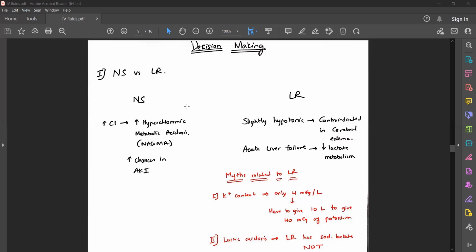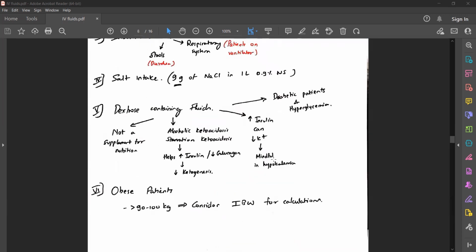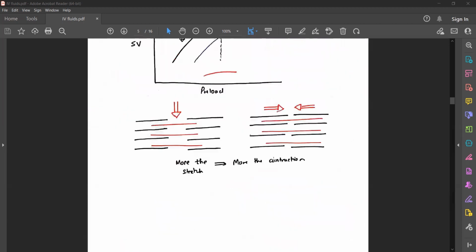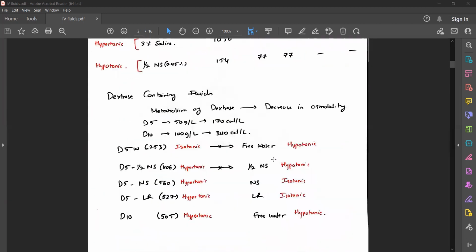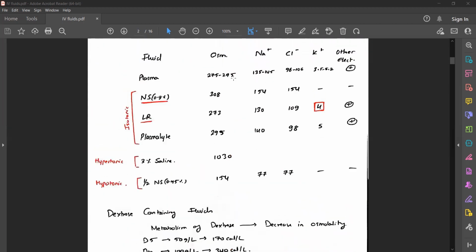The first most common question that I will be discussing is, will you be using normal saline or lactated Ringers? Now, let's try to understand this. As I told you before in this chart over here, normal saline has a higher amount of sodium and chloride as compared to your plasma, whereas the balanced crystalloids like lactated Ringers and Plasma-Lyte have almost similar concentrations of sodium and chloride as compared to plasma.